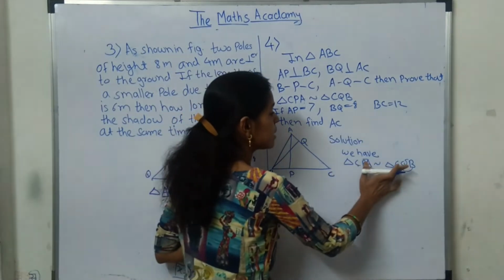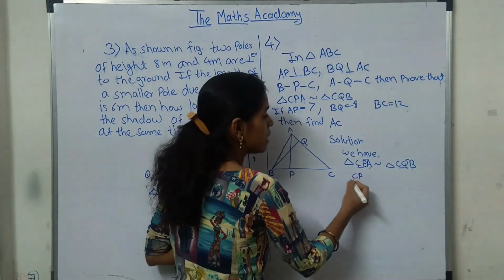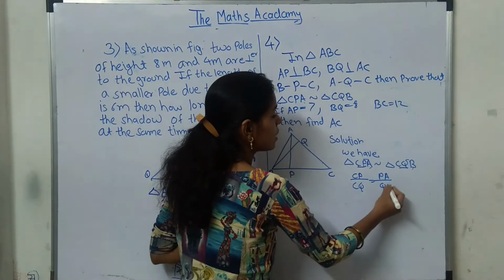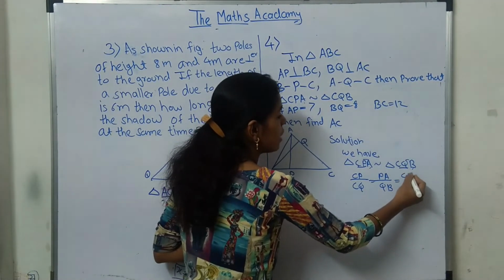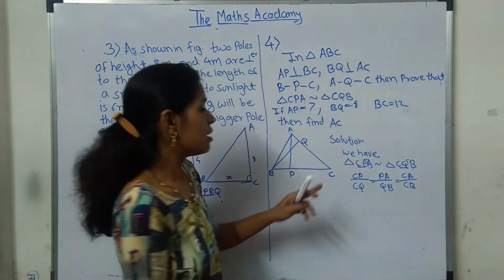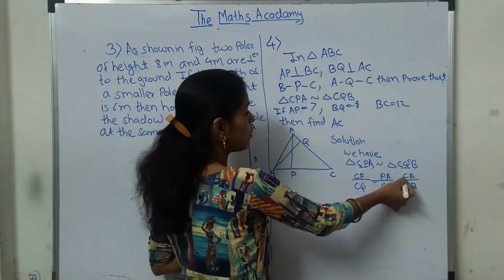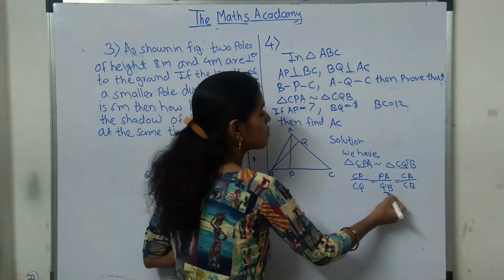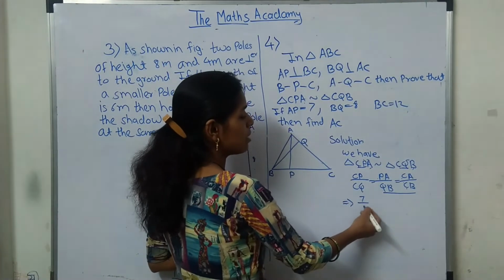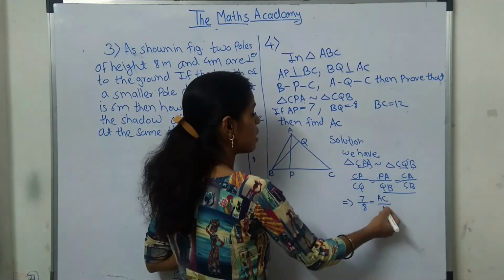How to write the ratio of corresponding sides? We will consider the first two. Here also the first two. That is CP upon CQ is equal to PA upon QB is equal to CA or AC upon CB or BC. Here you have given the length of AP, BQ, BC, and you have to find CA. So use these two and substitute the values here. AP is equal to 7, BQ is equal to 8, AC we have to find, and BC you have given, it is 12.